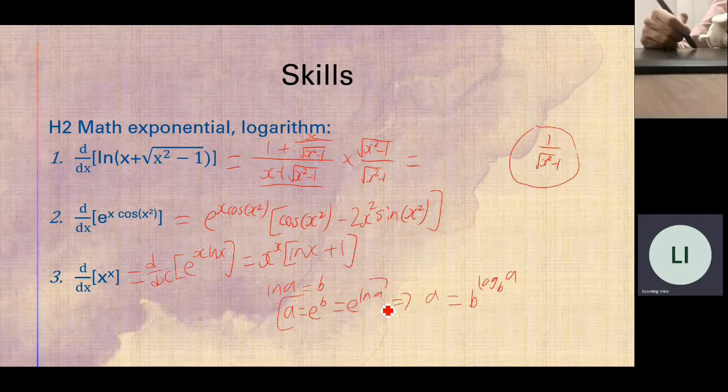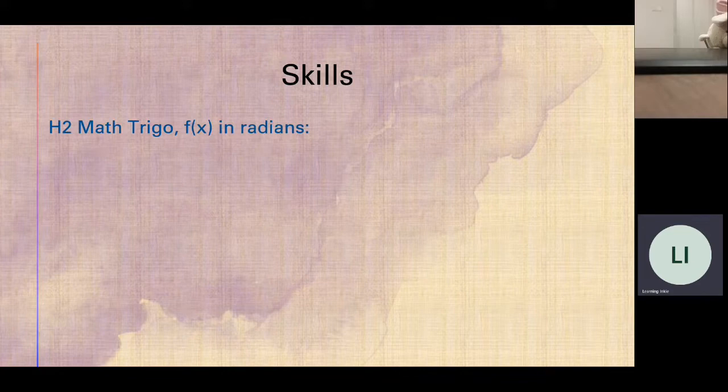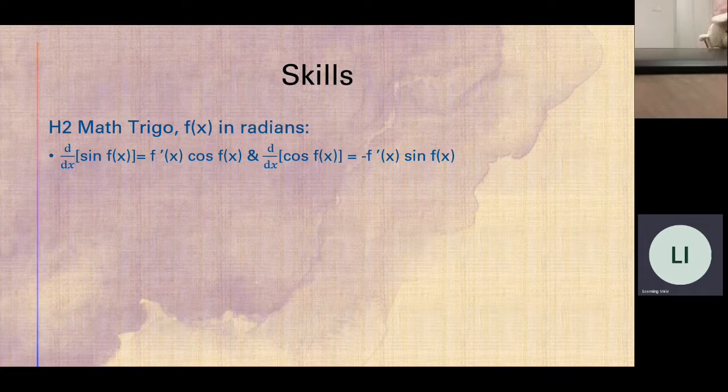All right, moving on to trigonometry, where f(x) is in radians. I'm going to pair them into three pairs of two. So we have sine and cosine together. Why? Well, sine f(x) gives us cosine f(x). Cosine f(x) gives us minus sine. And of course, chain rule, differentiating inside, f(x) becomes f prime as well.